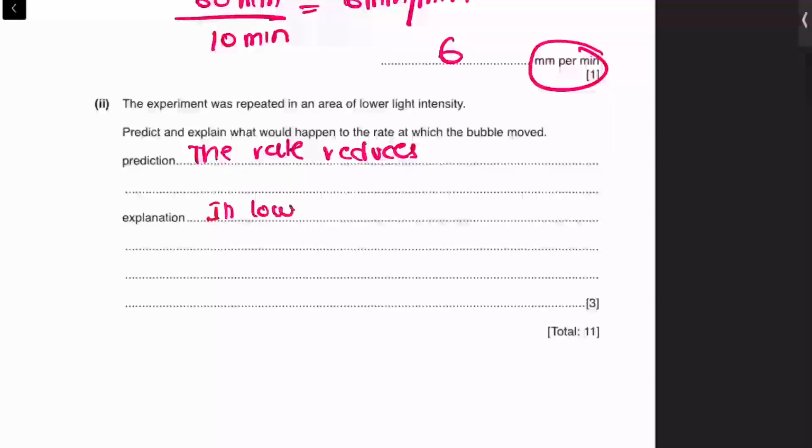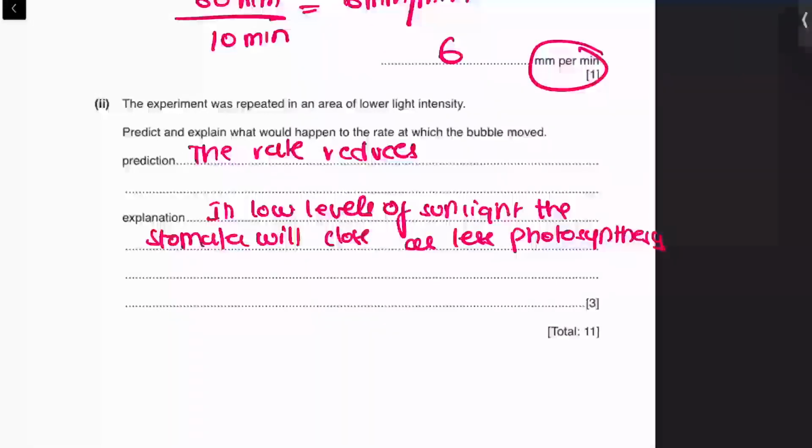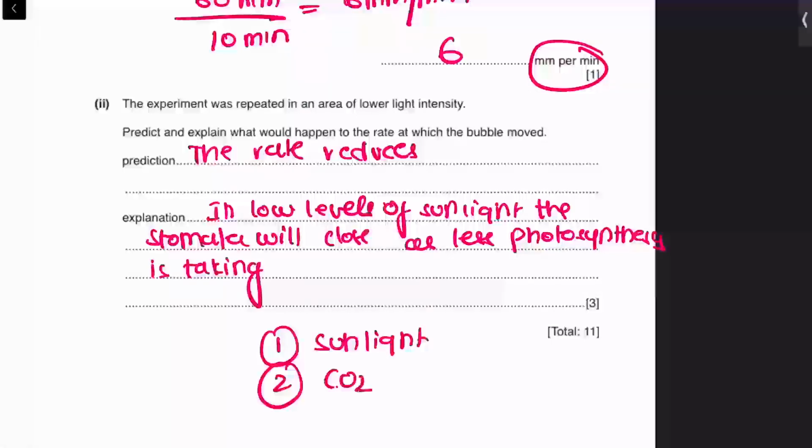in low levels of sunlight, the stomata will close, as less photosynthesis is taking place. Because what did we study? Light intensity is a limiting factor when it comes to photosynthesis. Photosynthesis, what did we study? The factors photosynthesis depends on: sunlight. Then what? Carbon dioxide concentration.